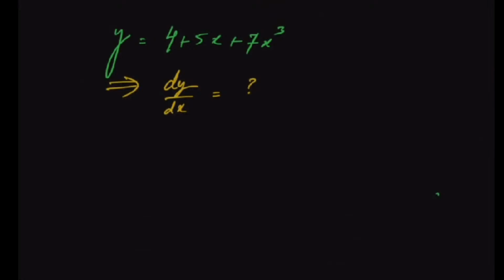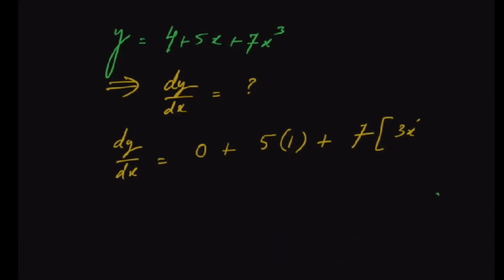Now, again, a similar question. So dy by dx is, we have three terms here. So one by one, we have to find the derivatives and add them. So what is the derivative of 4? 4 is a constant function. Its slope is 0. Plus what is the derivative of 5x? 5 I'll write as it is, multiplied with the derivative of x, which is 1. Plus 7 I'll keep as it is because it is a factor, and it comes out of the derivative. And what is the derivative of x cube? It is 3x squared. So what is dy by dx? Dy by dx is 5 plus 21x squared. Correct?